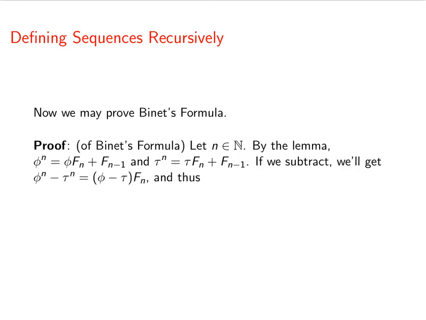So if we subtract, we'll get phi to the n minus tau to the n is equal to phi minus tau times f n. And now, if we solve for f n, we get our final result, that f n is equal to phi to the n minus tau to the n all over phi minus tau. So that proves Binet's formula. So we had two steps there where we had to prove our lemma, and then Binet's formula's proof follows directly from the lemma. Okay, that's all for now.